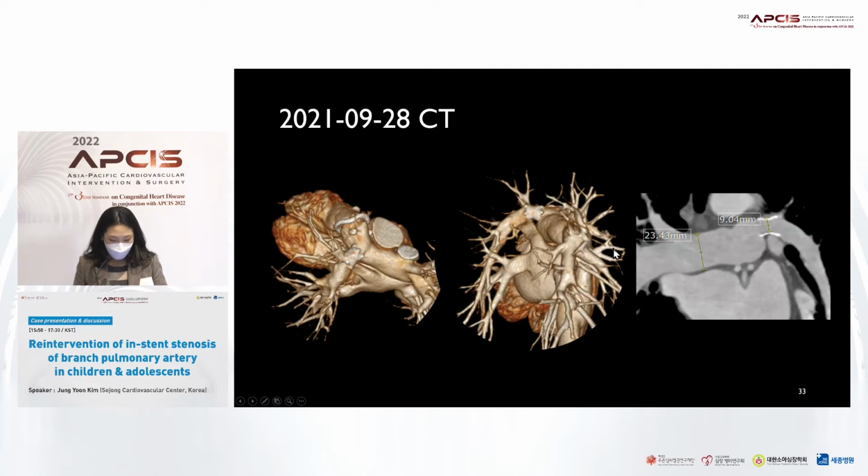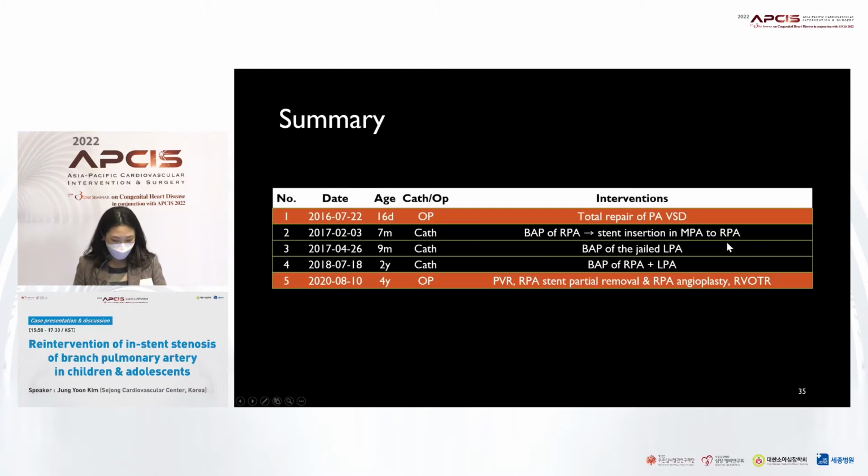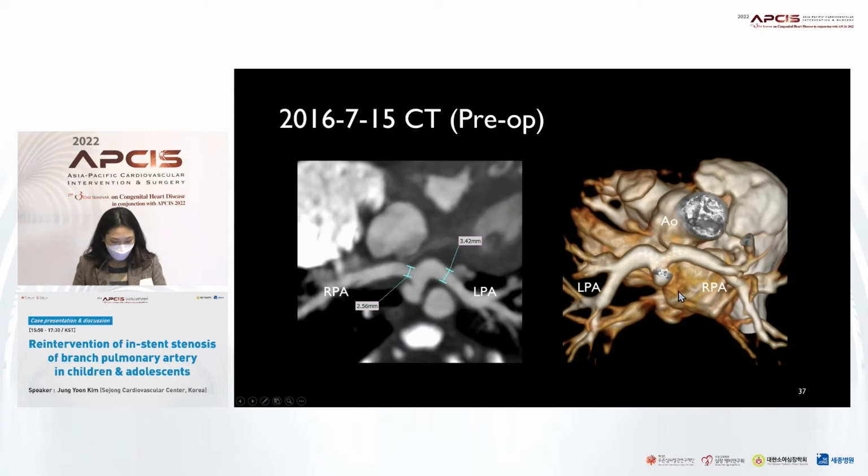So we would like to discuss this point, total removal of the stent, by introducing the following case. Case 2, a 6-year-old male patient diagnosed with PA-VSD, PDA. This is the pre-op CT scan. It shows pulmonary atresia, but relatively good morphology of both PAs, as you can see.